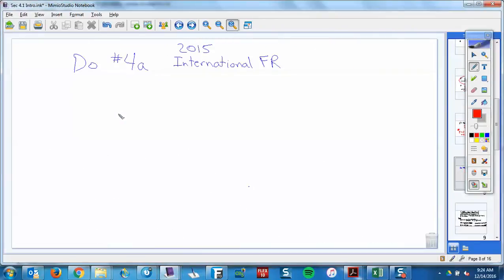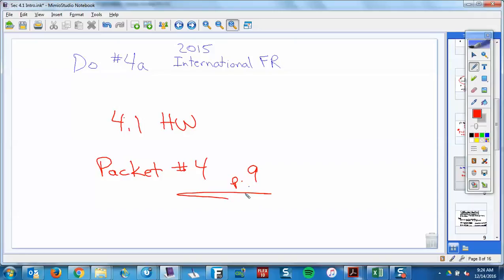Your homework is going to be the 4.1 homework questions. I gave you that sheet yesterday. It's not very long, so you should finish up that packet. Do number 4 on page 9, the one with total distance. Do it like we did the one on the front page, number 11. And finish up any of that packet you didn't do, up through page 16.